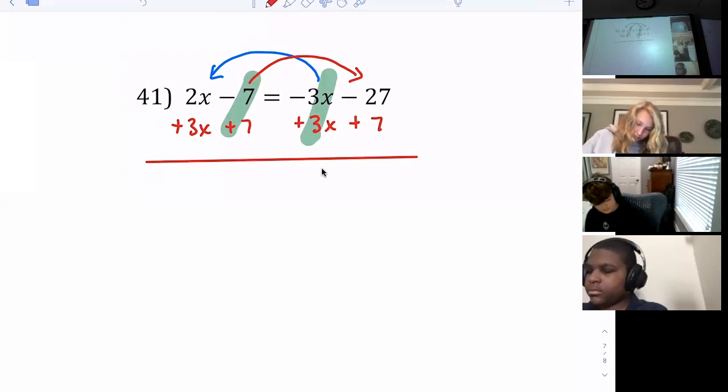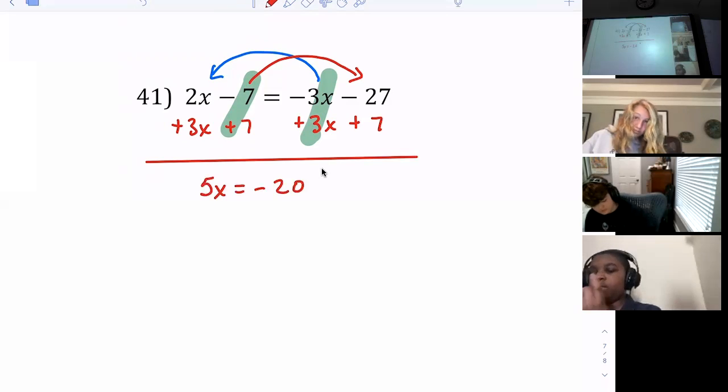2x and 3x makes 5x is equal to negative 20. Now you don't have to put divide by 5, because everybody knows 20 divided by 5 is, don't forget the negative, negative 4.